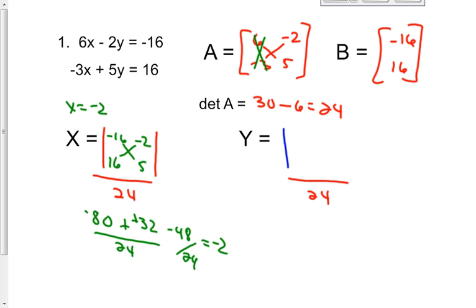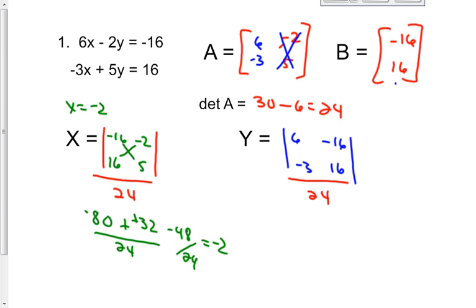Now I do the same thing for my y value. I need to find a new determinant. This time, instead of cutting out the x numbers, our x numbers were 6, negative 3, now I'm going to cut out the y numbers. When I solve for y, I cut out the y numbers and replace them with my B values of negative 16 and positive 16.